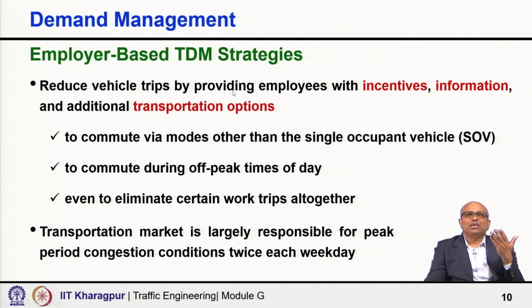So, reduce vehicular trips by providing employees with incentives, information and additional transportation options. For what? To commute via modes other than single occupant vehicles, discourage the use of SOV, let them use other vehicles, other options. So, for that you provide them incentives, information and additional transportation options. To commute during off peak times of the day, maybe at least non peak hour travel, I would like to say it that way.